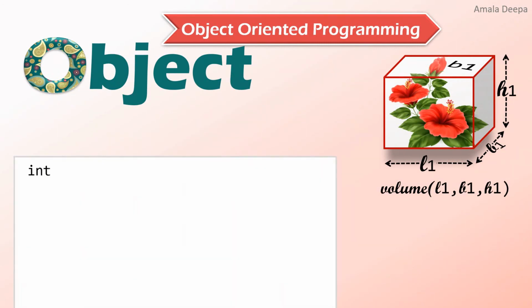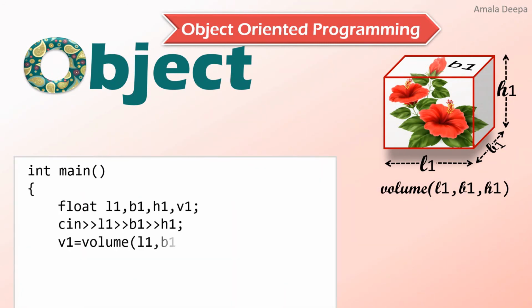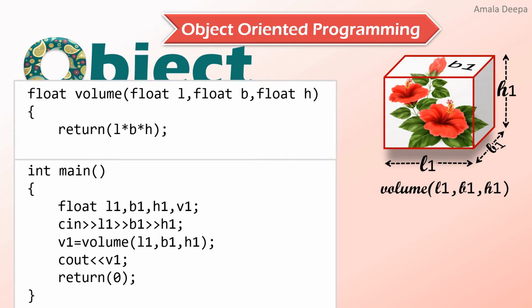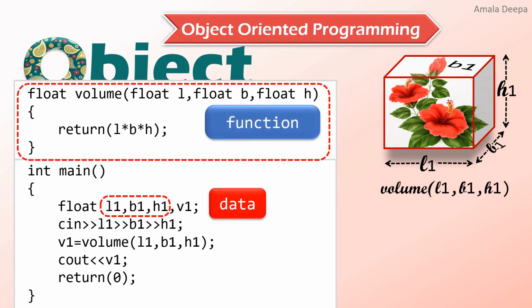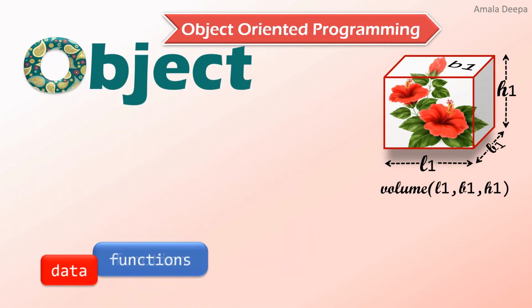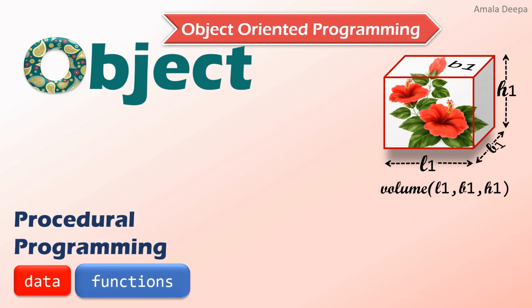I write a C++ program in the usual way to find the volume of a box. The variables L1, B1 and H1 are defined in the main function. They represent the data of a box. And the volume function calculates its volume. In this program, you can see that the data and function reside as separate entities as in procedural programming.